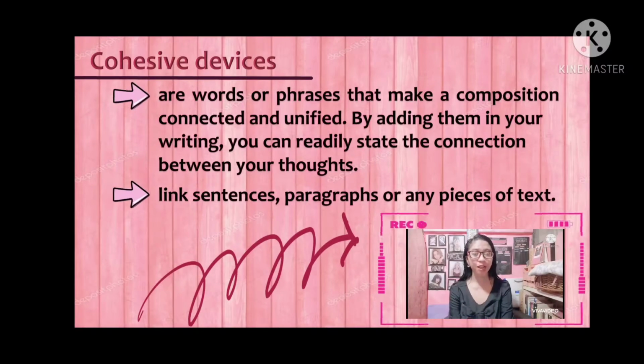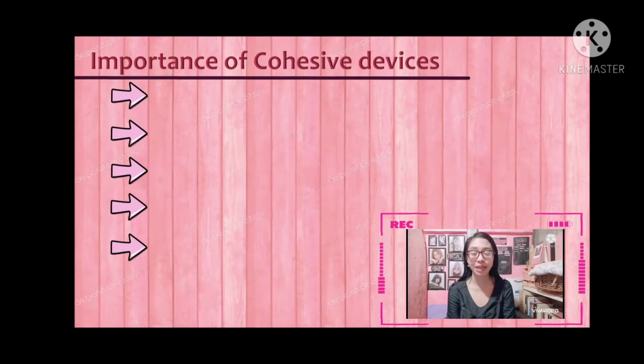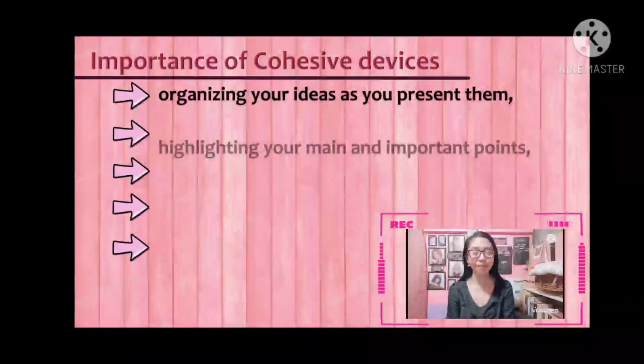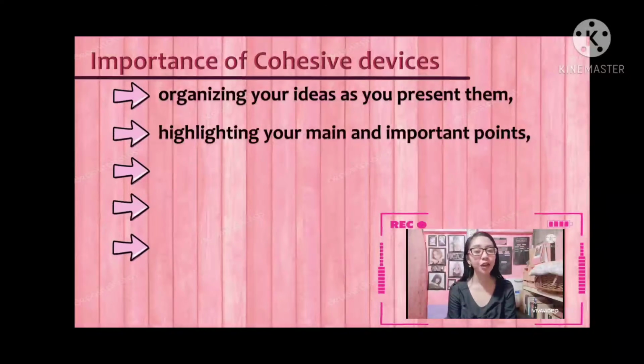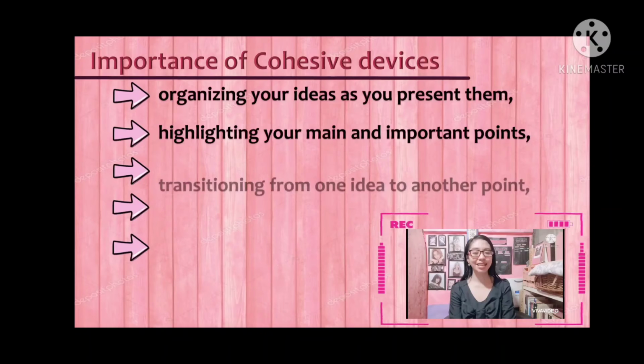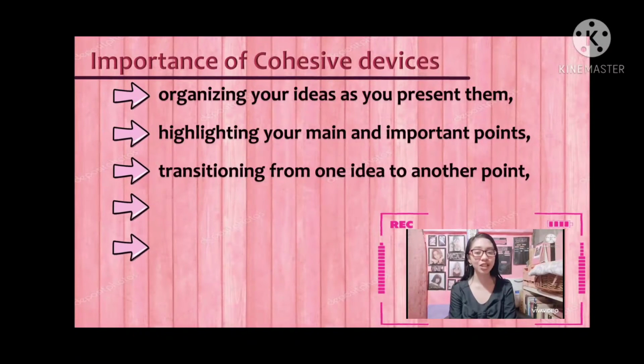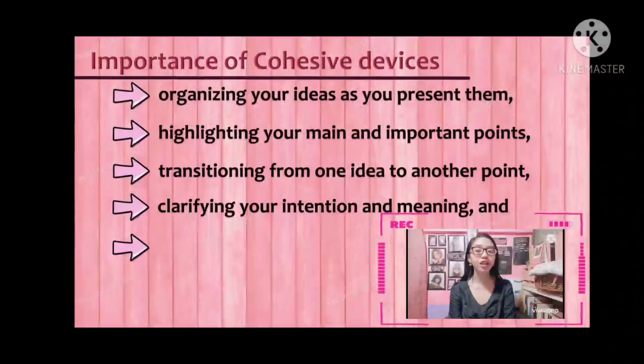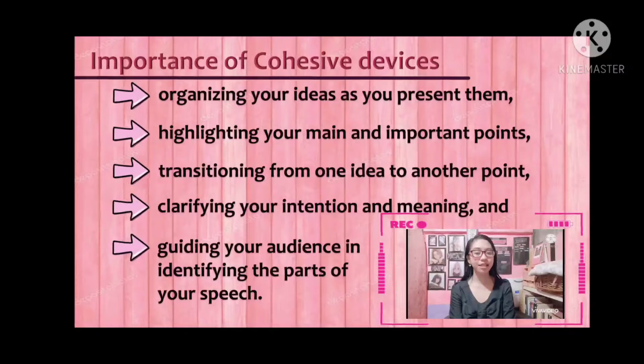Similar to writing, you must also use cohesive devices in speaking, especially during formal speeches. Cohesive devices help you in your speech through: 1. Organizing your ideas as you present them. Number 2, highlighting your main and important points. Next, transitioning from one idea to another point. Clarifying your intention and meaning. And last, guiding your audience in identifying the parts of your speech.